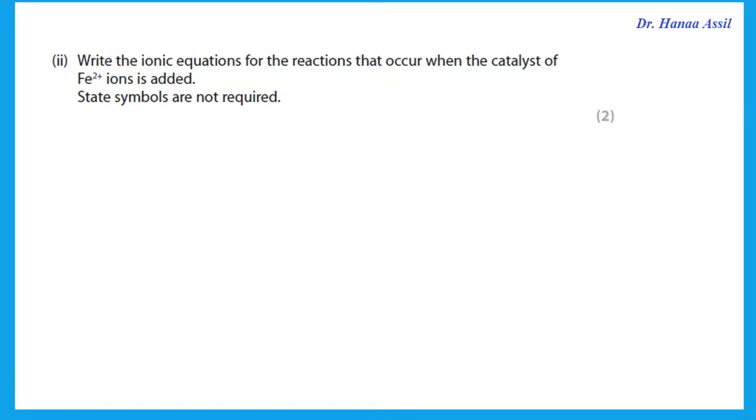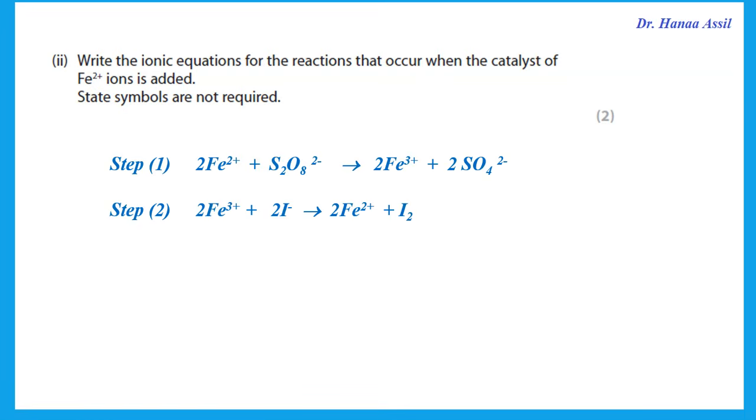Write the ionic equation for the reactions that occur when the catalyst is added. You should realize that when we add iron 2+, it reacts with one of the reactants to give iron 3+, and then the iron 3+ reacts with the iodide to regenerate the iron 2+ again. So remember that these are the two equations for the catalysis of this reaction.